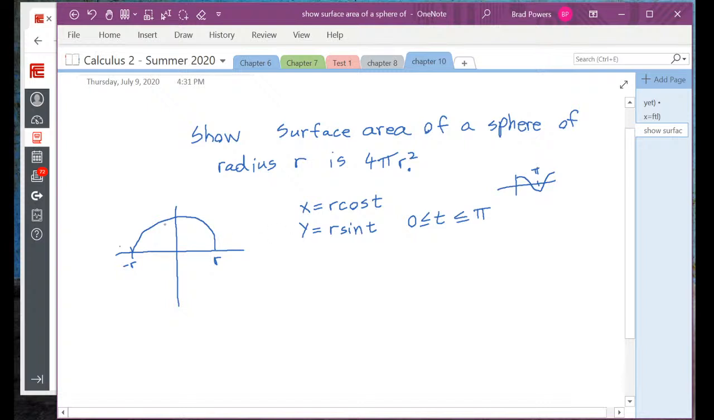Let's see if the y values are doing that too, going from 0 to 1 to 0. If we plug in 0, r times sine 0 is 0. If we plug in pi over 2, sine of pi over 2, well, we can do a quick little sketch here. Pi over 2 is right here, that's going to be 1. Yep, so that'll be r here. And if I plug in pi, sine of pi is 0 again. So there's our semicircle going from 0 to pi.